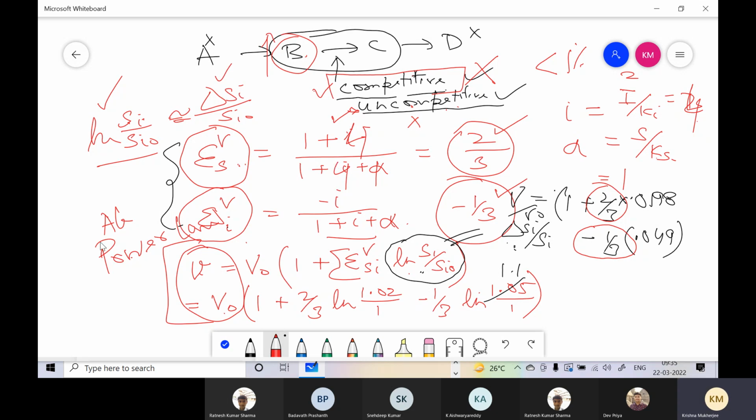Is this clear? Can you solve this for power law? Can you solve it for Lin-log kinetics and for different kinds of inhibition? And prove that uncompetitive is better than competitive? These are the kind of problems you have to solve.